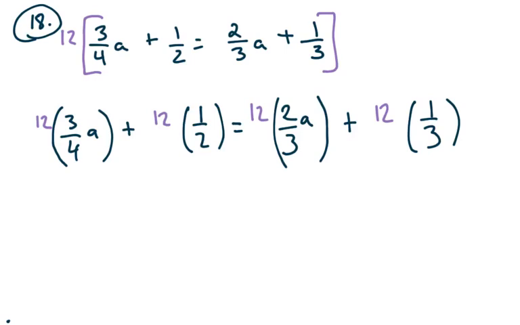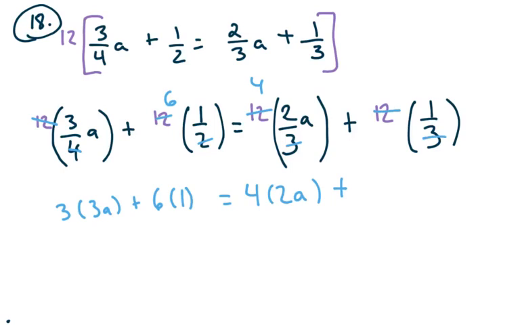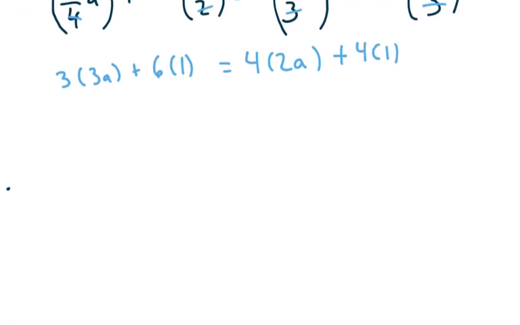Okay, so 12 divided by 4 is 3, so I'm left, notice, 3 times 3a. 12 divided by 2 is 6, so I'm left with 6 times 1. 12 divided by 3 is 4, so I'm left with 4 times 2a. And 12 divided by 3 is 4, so I'm left with 4 times 1. And then I'll spend a line rewriting this so that it's a little cleaner. So 9a plus 6 equals 8a plus 4. So I'm just multiplying out the values.